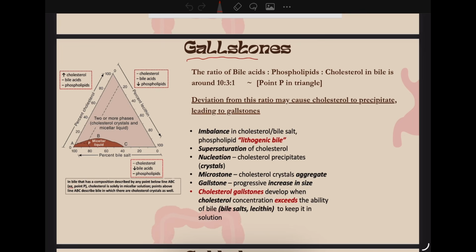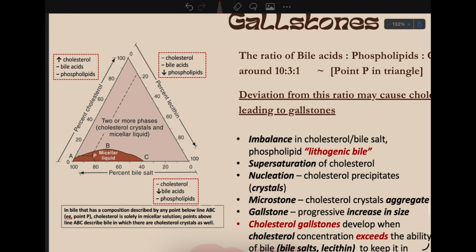Gallstones. What forms gallstones? Gallstones are formed mainly by cholesterol. So they are what? Cholesterol. So how do they form? If cholesterol precipitates, it's formed. But how do we prevent that? We have two players that are helping us to prevent that.